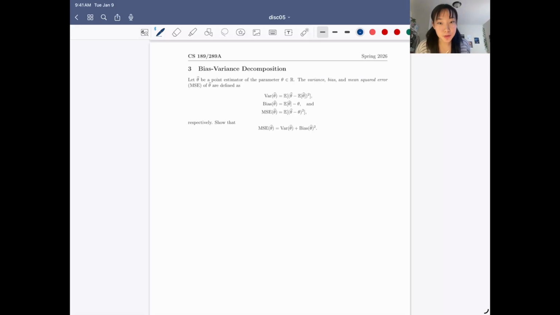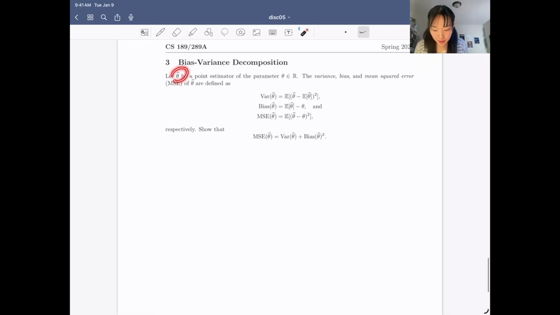In problem 3, we'll be talking about the bias variance decomposition. And so in this question, it says, let theta hat be a point estimator of the true parameter theta. The variance, bias, and mean squared error, the MSE, of theta hat are defined here. Now, based on these equations, it wants us to show that the mean squared error of this point estimator is equal to the variance of it plus the bias squared.